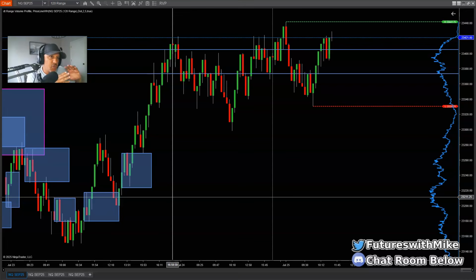I don't trade by allowing the volume profile alone to give me the signal to get into a trade. I use it as a tertiary indicator, where it's basically my last glance, or my last thing that I'll take a look at prior to getting into a trade.